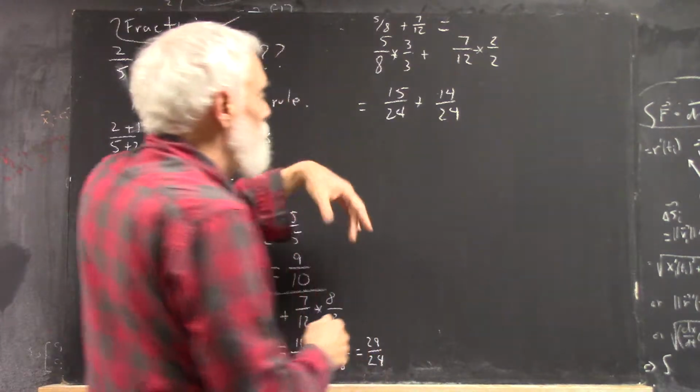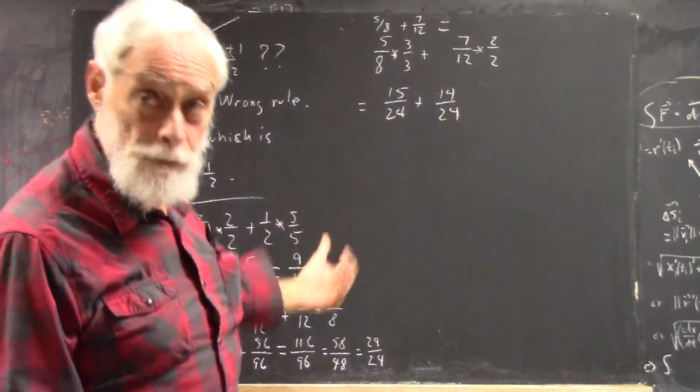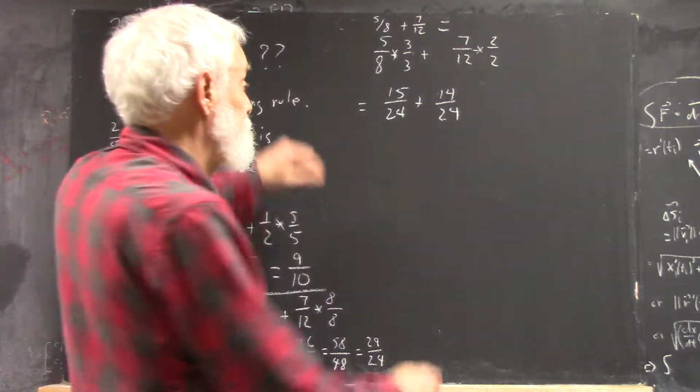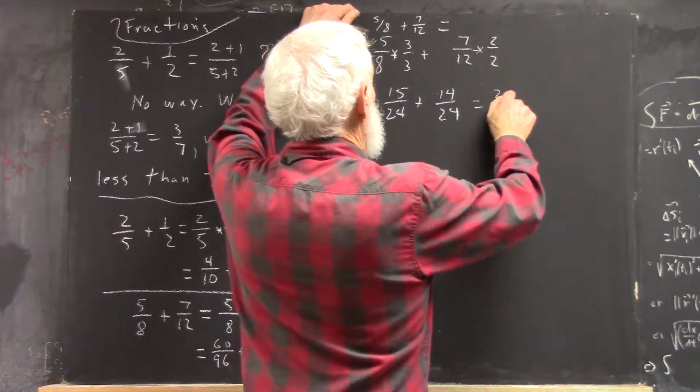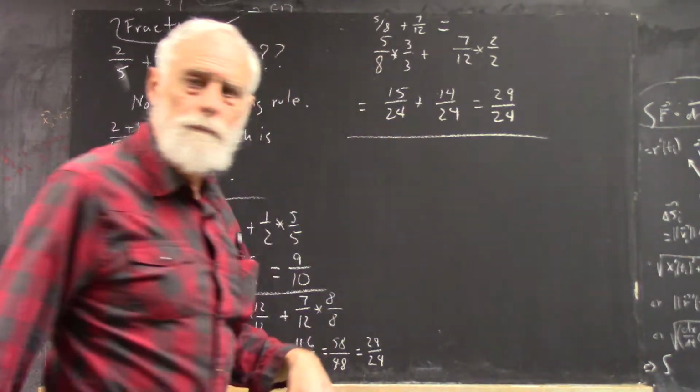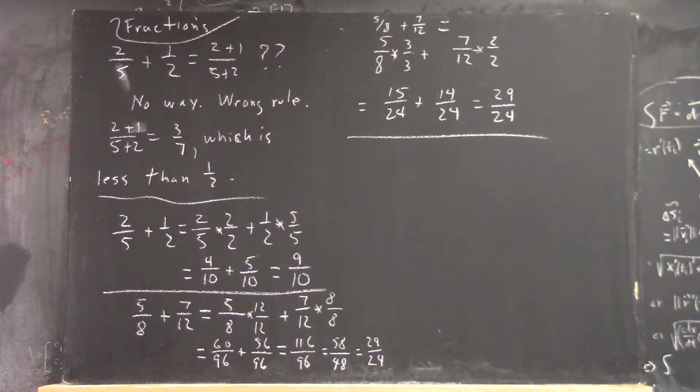And now we're adding 24ths. We got 15 of them, we got 14 of them, that gives us 29 of them. Make sense? Okay.